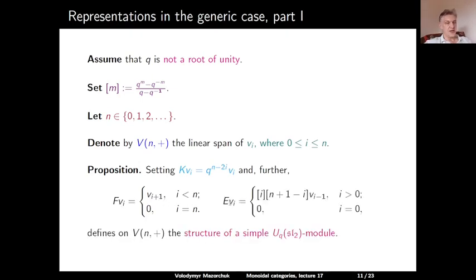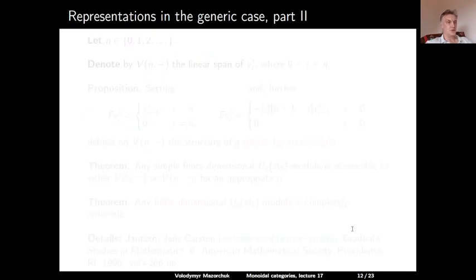And the generator E, it kills v_0, and for the remaining elements, v_i is sent to v_{i-1} with the coefficient the quantum i times the quantum n plus 1 minus i. So this m in brackets is usually called the quantum m. And the claim is that these formulas define on V_n plus the structure of a simple U_q sl2 module.